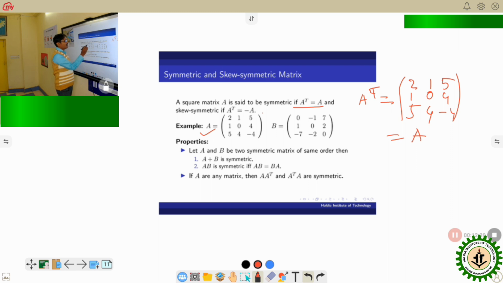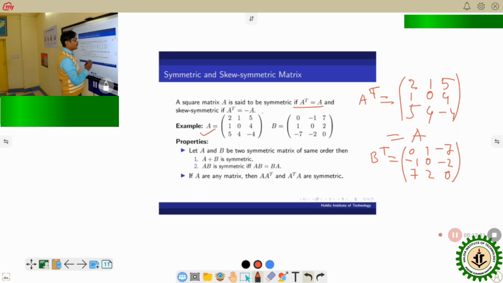Similarly, now you calculate what B transpose is. B transpose means 0, minus 1, 7, 1, 0, 2, minus 7, minus 2, 0. Here it is not equal to B. So if you take common minus 1 from the whole matrix, you get 0, 1, minus 7, minus 1, 0, 2, 7, minus 2, 0.